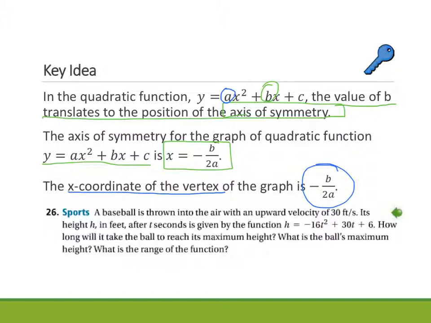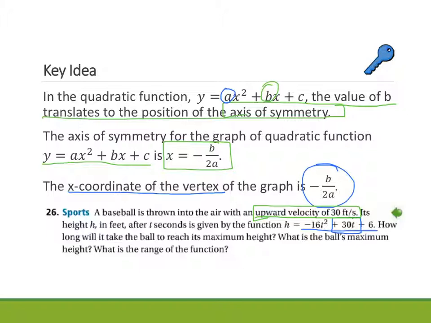Now, if you take a close look at the function that you're given here, notice the number 30 that is part of the linear term of the function. Where does that number come from? Well, if you look up here where it said upward velocity of 30 feet per second, that number 30 actually comes from the upward velocity of the ball. So in other words, when the ball is thrown upwards, the person that is throwing the ball is going to put a force behind it that's going to give it an initial velocity. And that number 30 feet per second, that's how fast it's traveling when the ball leaves the hand of the person that throws it.